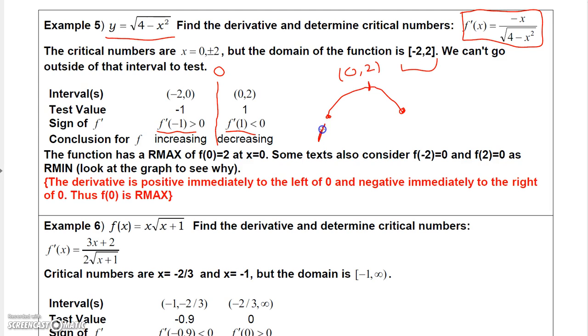But actually, this point here, since it's an endpoint, is technically a relative minimum because it's the minimum value in its neighborhood, and this point here is a minimum. But you can't tell that by checking each side because there's nothing to the right of 2 and there's nothing to the left of -2. But if you look at the graph, you can see that f of -2, which is 0, is a relative minimum, and f of 2, which is 0, is also a relative minimum.